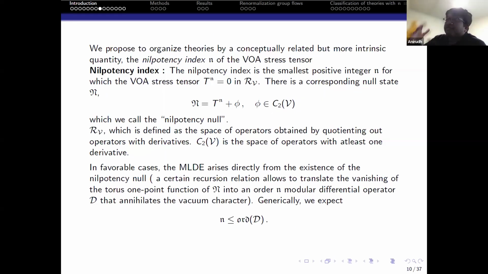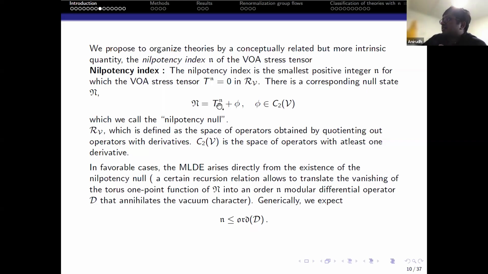So in favorable cases, the MLDE that I described in the last slide arises from the existence of this null. And there is a way to get it from this. You have to do some recursion relations on the vanishing of the torus one-point function. Since this is a null, the torus one-point function should be 0, and then you do a series of steps and you obtain a differential equation because this t will be acting like a derivative on the whole thing. And generically, from this sort of argument, it is expected that the order of the differential equation is greater than the nilpotency index.